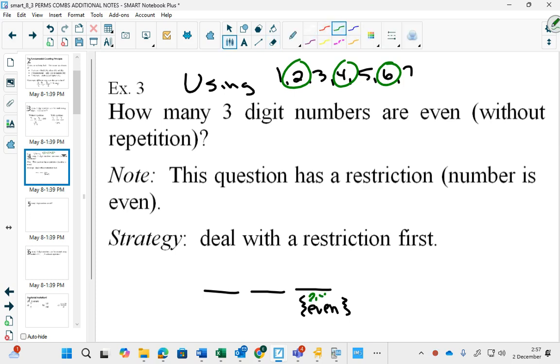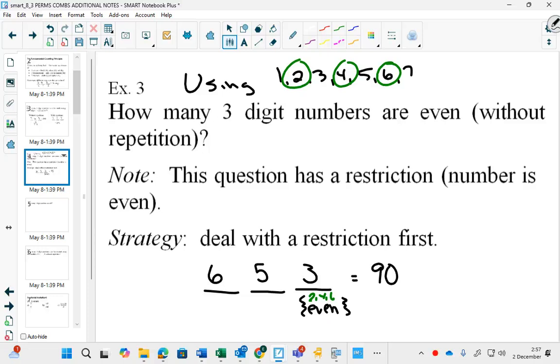Right? The even numbers are 2, 4, and 6. If you make that decision first, I'm going to pick one of those numbers to be my last number. I have 3 choices. Now the 2, the 4, or the 6 is gone. How many choices do I now have for my first number? 6 are left, and then 5. Multiply this together, and we get 90 ways in total.